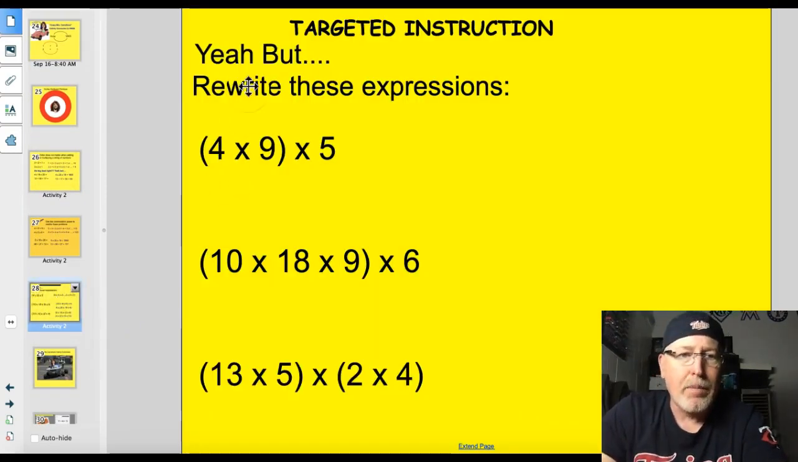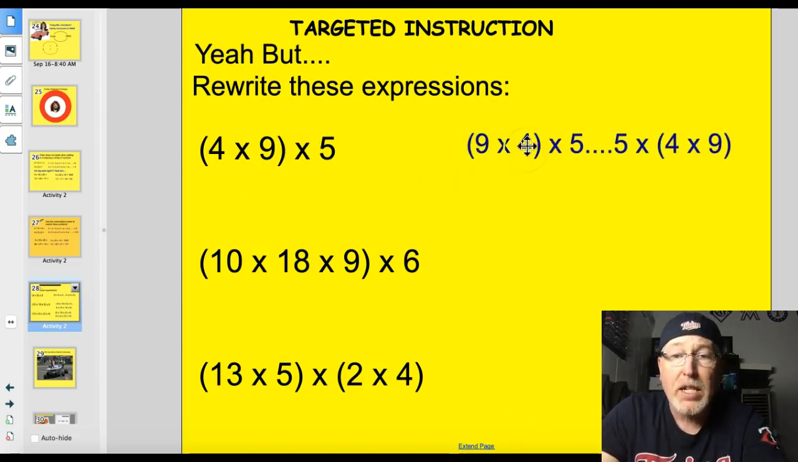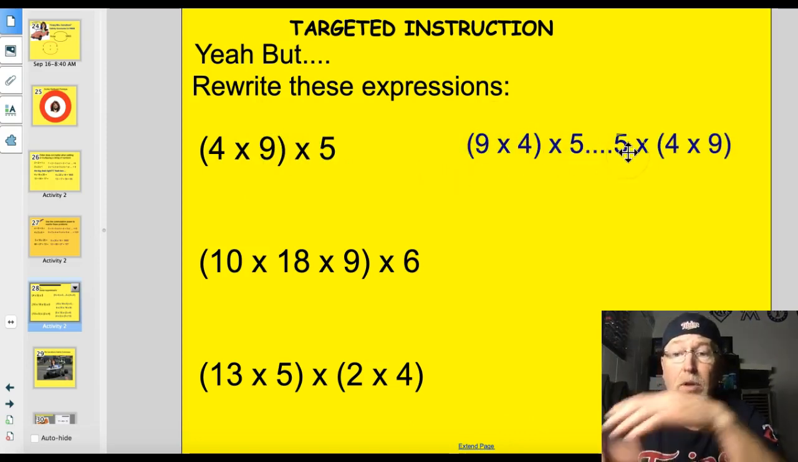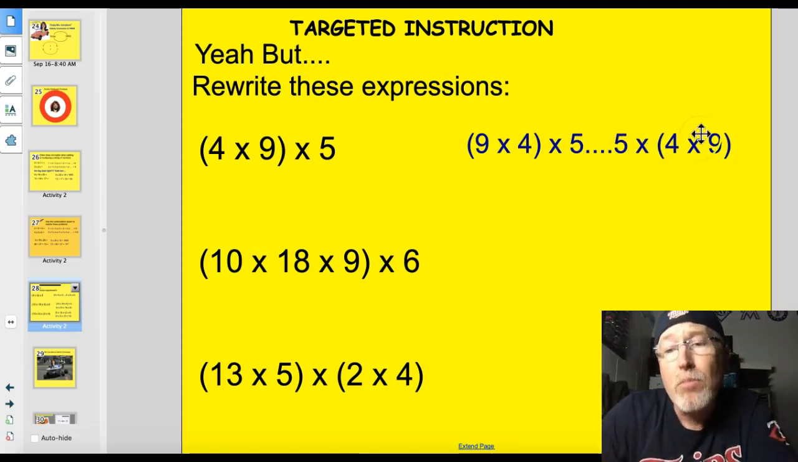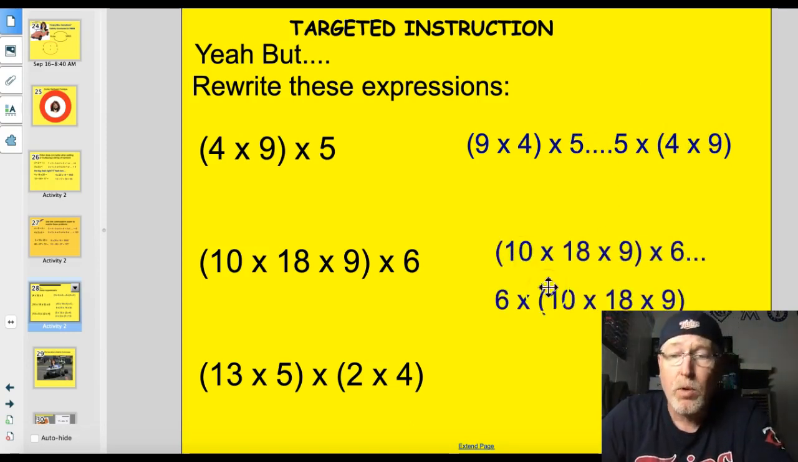There's always a yeah, but. So how do you rewrite these expressions here? Well, you can't take numbers outside of these parentheses they're in. So you can rewrite this as 9 times 4 times 5 or 5 times 4 times 9. You just can't move the numbers around and out of the brackets. In other words, you can't throw the 5 in and take the 4 out. Keep them inside the brackets. Keep everything inside the fences if you want to think of it that way.